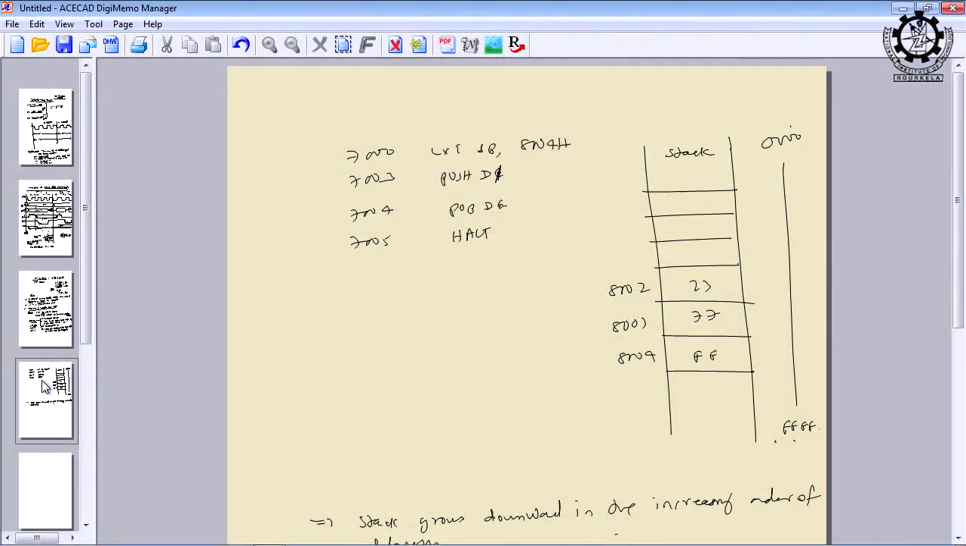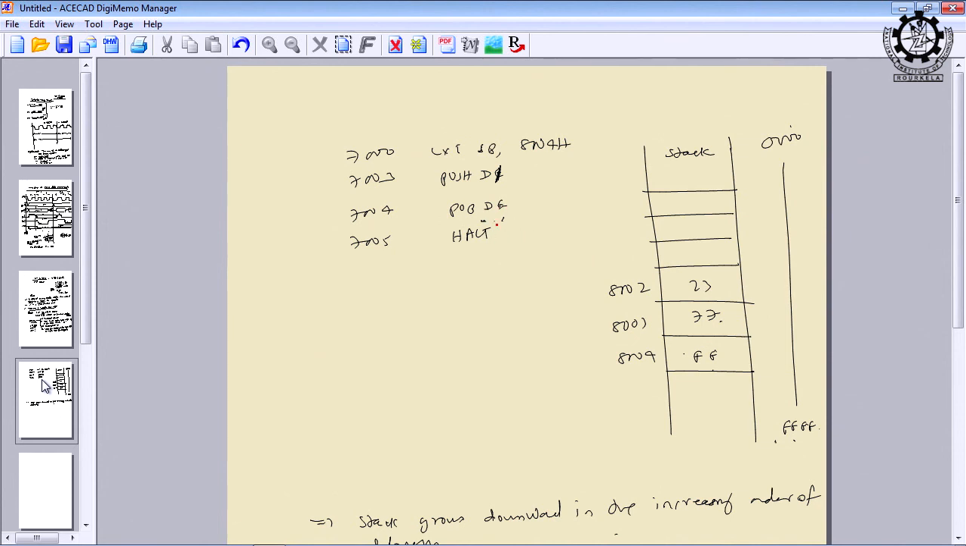Actually, E we need not write, only writing D is sufficient: push D. So, whatever value is available in E will be pushed into 8004. Then the stack pointer will be decremented by 1 and the D content will be pushed into 8003. Then pop D means the D content will be popped first. The stack pointer will be incremented by 1 and the D content will be popped out, and then the stack pointer will be incremented by 1 and the E content will be popped out. So, these are the push and pop operations.